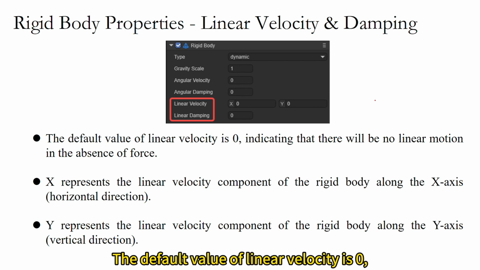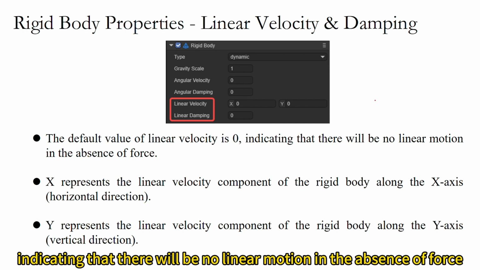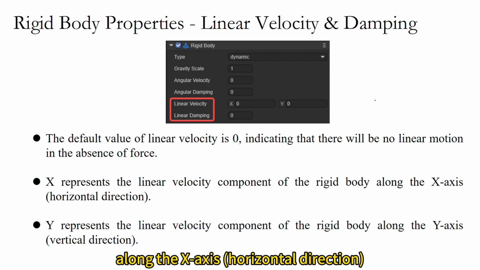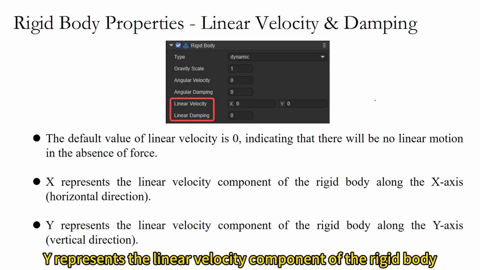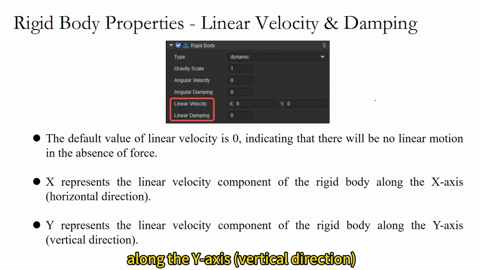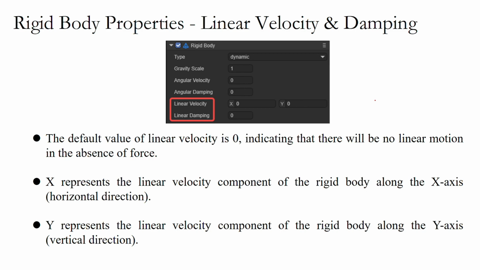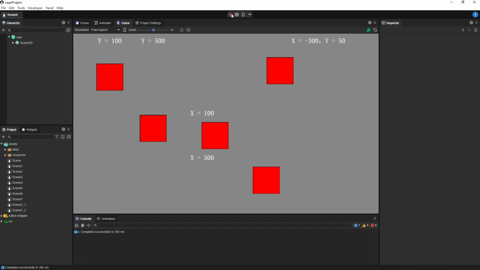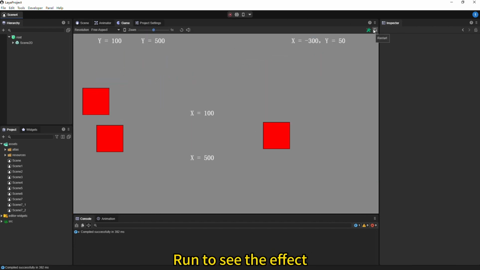The default value of linear velocity is 0, indicating that there will be no linear motion in the absence of force. X represents the linear velocity component of the rigid body along the x-axis horizontal direction. Y represents the linear velocity component of the rigid body along the y-axis vertical direction. We use 5 sprites to demonstrate different states of linear velocity. Run to see the effect.